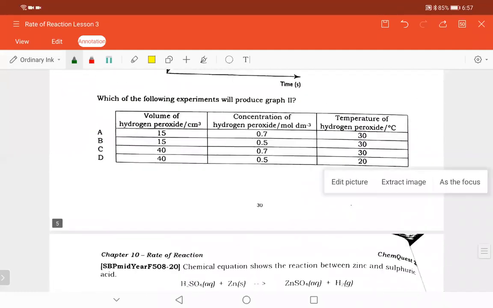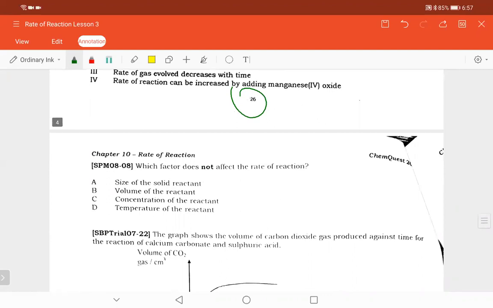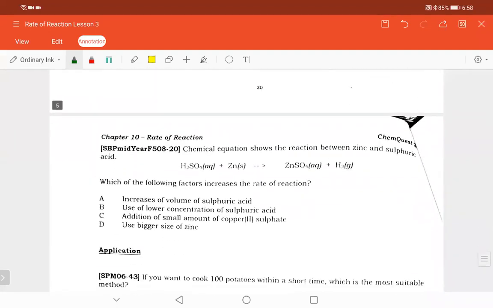Turn to page 30. Which factor does not affect the rate? Same thing, does not. Let's look at it. A, size. Size affects the rate. B, volume does not affect the rate. C, concentration affects the rate. D, temperature affects the rate. Only volume does not affect the rate of reaction. Okay, so that is what we need to know. Lastly, last question before we move on.